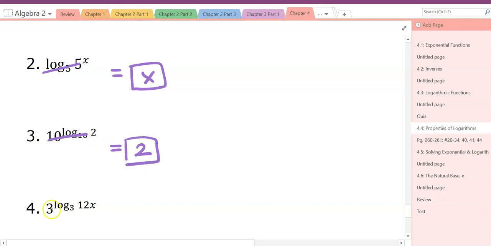So number 4, you have 3 log 3. Those are gone and you're left with that 12x.